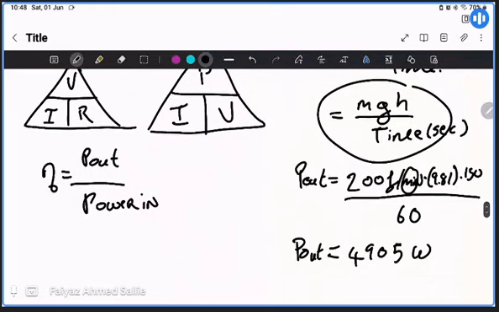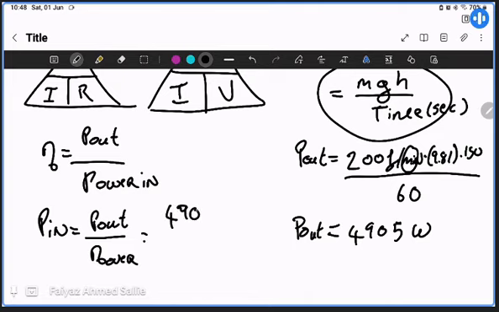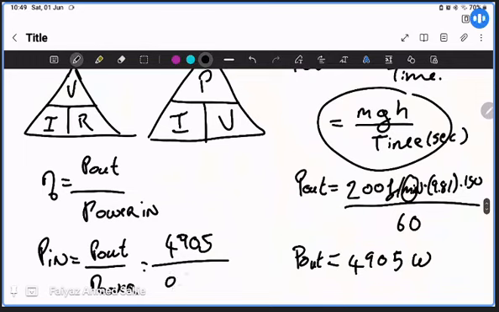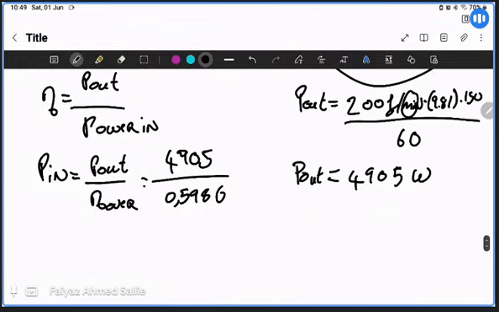So coming back to this equation, we need to manipulate the equation, and power in is equal to power out over the overall efficiency, which is 4905 over the overall efficiency of 0.5986.